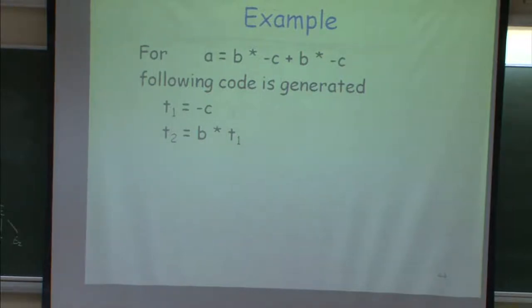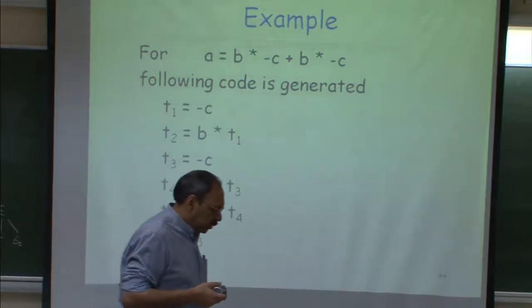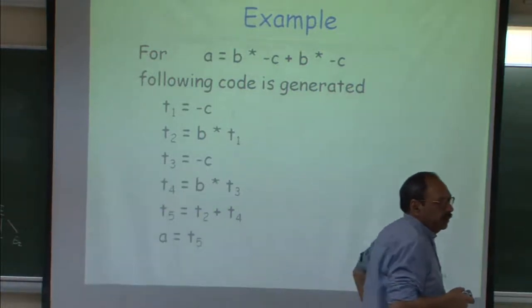I need to do the same thing here. As I said, I'm not optimizing temporaries at this point of time. So I'll now say P3 is minus C and P4 is B star P3, which gives me the value of this sub-expression. Then I need to add the two and put that in a new temporary, which will say P5 is P2 plus P4. And then I say A is assigned P5. That's the kind of three-address code I'll end up generating for this particular expression.